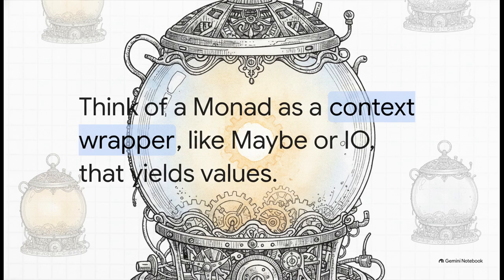Just to recap, think of a monad simply as a context wrapper. That's literally it. For example, the Maybe monad. It's just a context wrapper that yields either a Just value or Nothing. The IO monad is a context wrapper where the context produces side effects, like reading a file or printing something to the screen. We're basically just wrapping our code in a specific context.